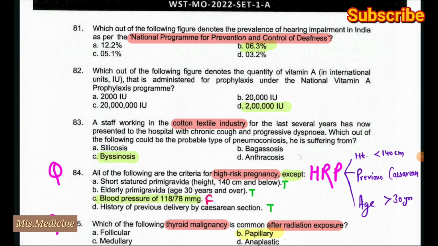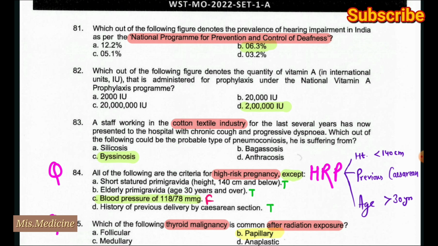Next question: which of the following figures denotes the prevalence of hearing impairment in India as per the National Program for Prevention and Control of Deafness? 6.3%. Next question: which of the following figures denotes the quantity of vitamin A in international units that is administered for prophylaxis under the National Vitamin A Prophylaxis Program? 2 lakh international units.